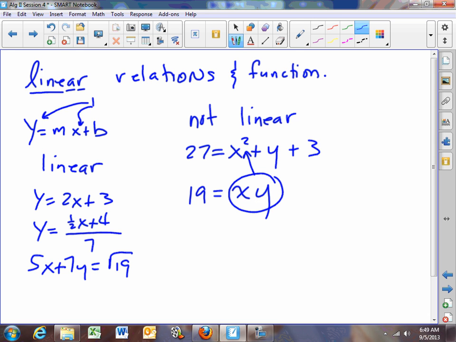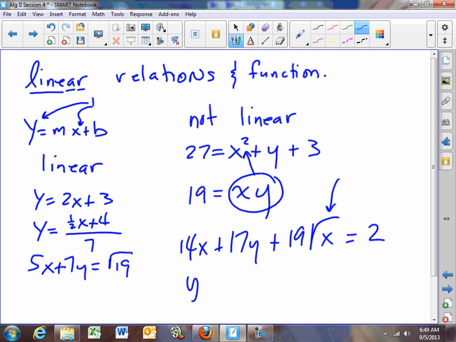And then if you have anything like 14x plus 17y plus 19 times the square root of x equals 2, this would not be linear because when you have a variable underneath a radical of any type, that is not first degree. We'll talk about that later too, but this would make it not linear. And maybe one final thing, if you have y is equal to 1 over x plus 2, when the variable is in the denominator, it's also not linear. So these would be examples of functions or relations that are not linear.